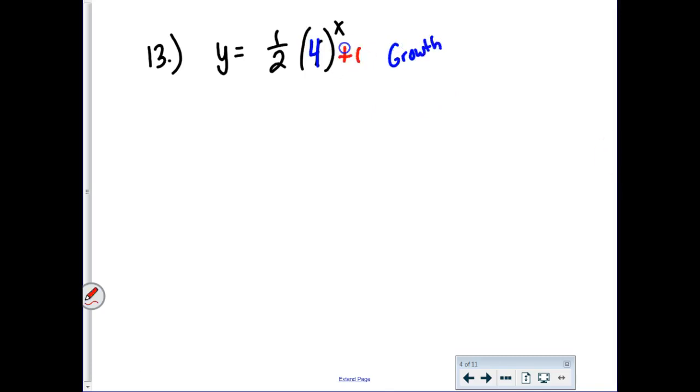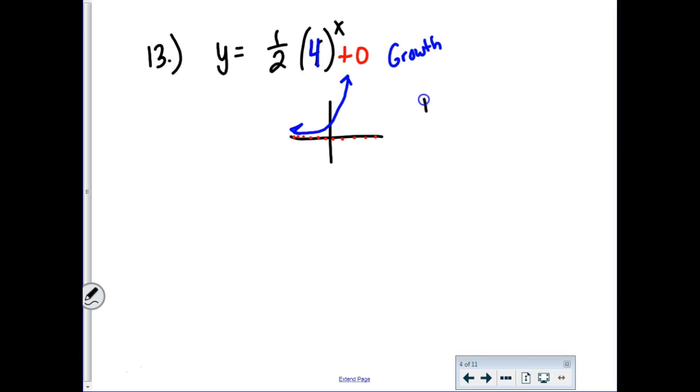There is no vertical shift. There's plus nothing off to the side. So the asymptote is still going to be at 0. So you're going to see an exponential growth that's going up pretty quickly, but that doesn't really matter because the domain and range don't really change much.